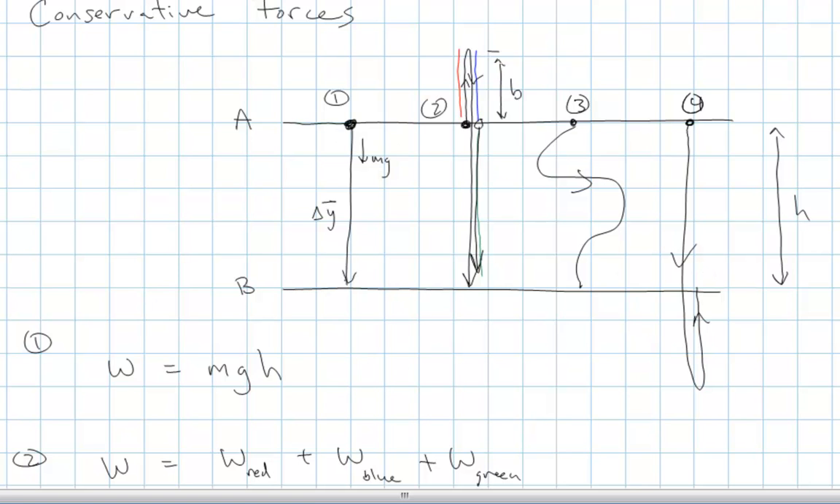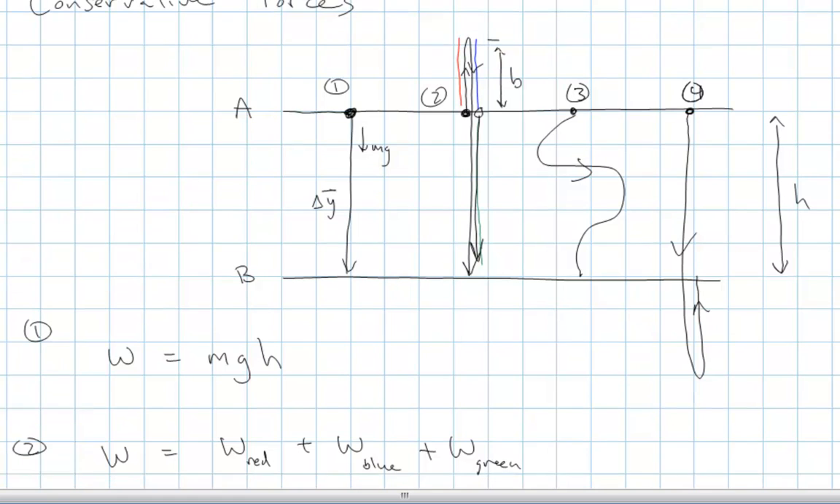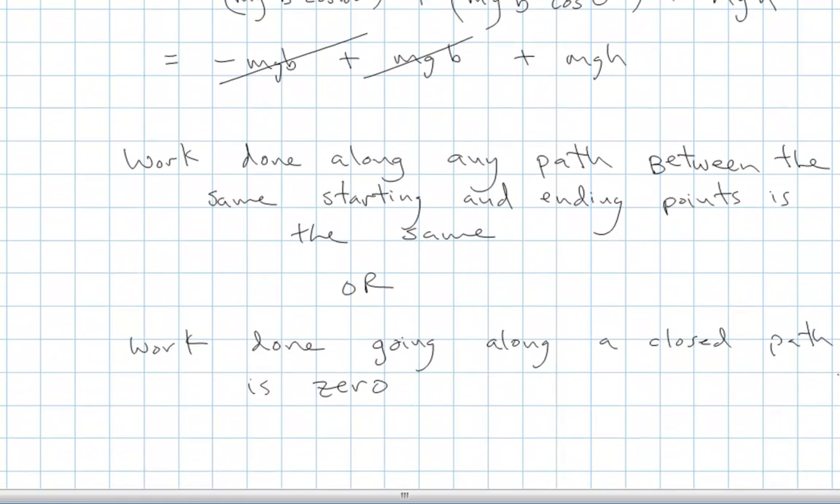The work done along path 1 was the same as the work done along path 2, the same as the work done along path 3, the same as path 4, the same as any other path we could have chosen. So that's the definition of a conservative force.